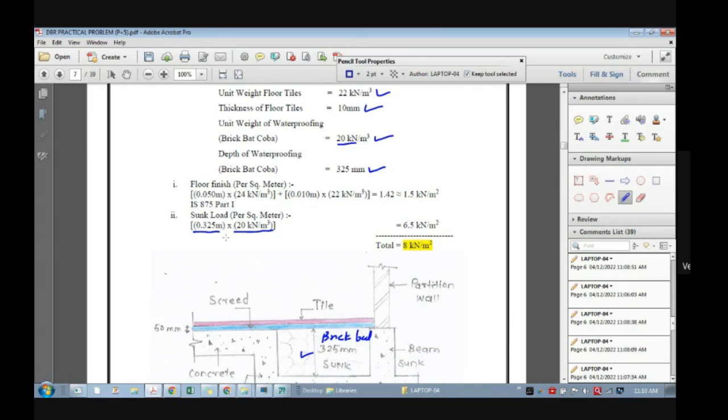What about cinder, sir? Yeah, cinder. See, generally whatever values we are taking will take care of everything actually. And then floor finish, screed and tiles. So this is the total weight for the toilet zone.